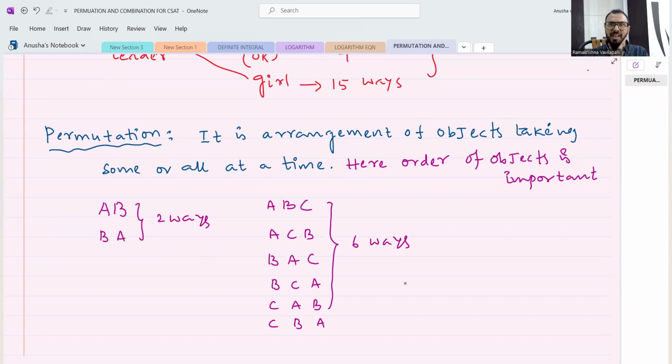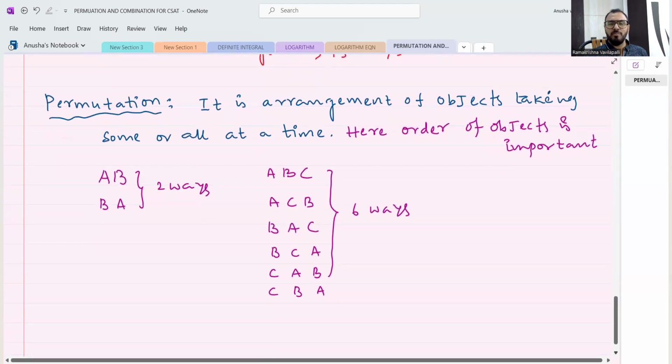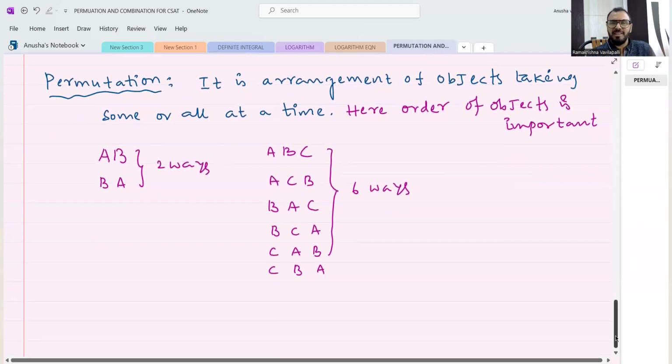Well, now, should we write all these ways? What happens if the number of objects is 4 or 5 or 6 or so on? No, we shouldn't at all. There is a very simple logic to arrange the objects that I will use, usually the box method. I will explain these two examples using the box method.